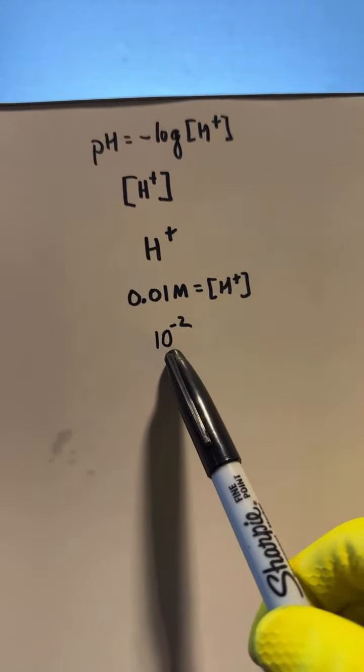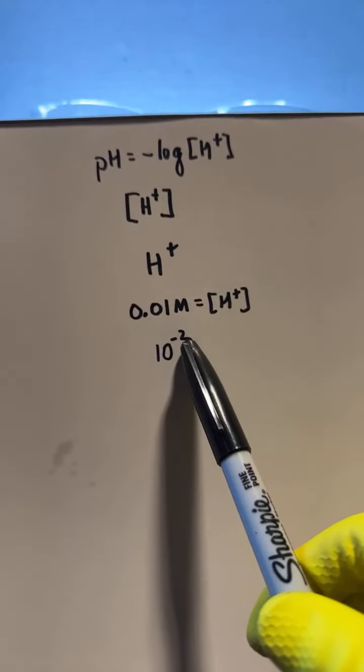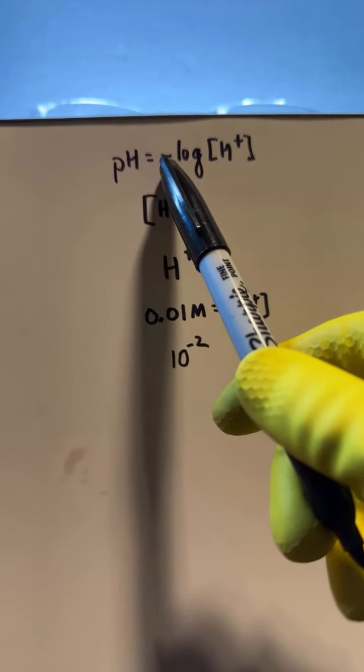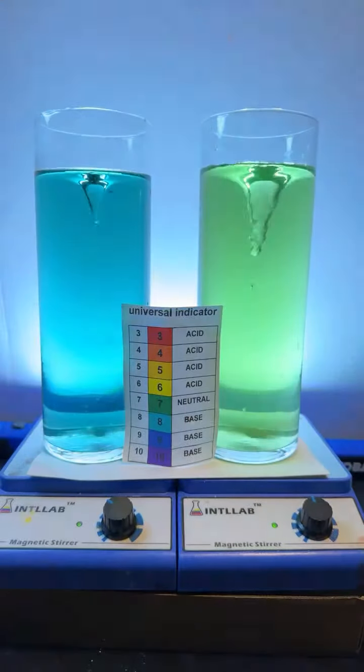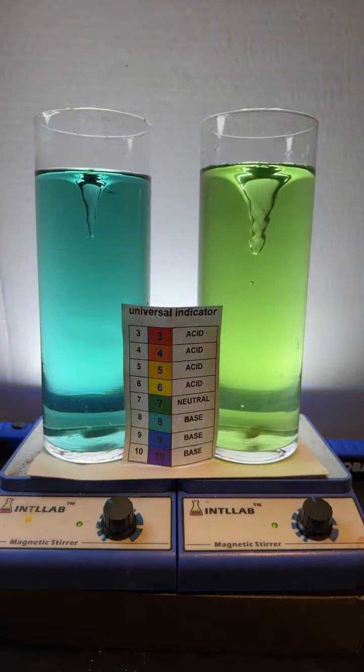Well, the power of 10 of the proton concentration is negative 2, but we take the negative for the pH. So the power of 10 of the proton concentration made negative is 2. And that's it. That's how the pH works. And because of the way it's defined, the lower the pH, the higher the acidity, the more the protons.